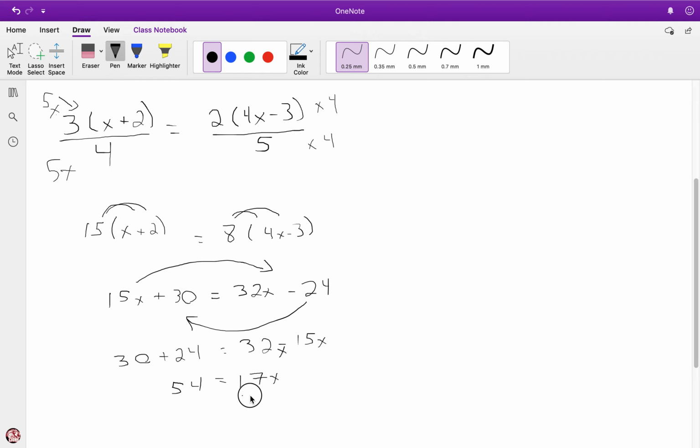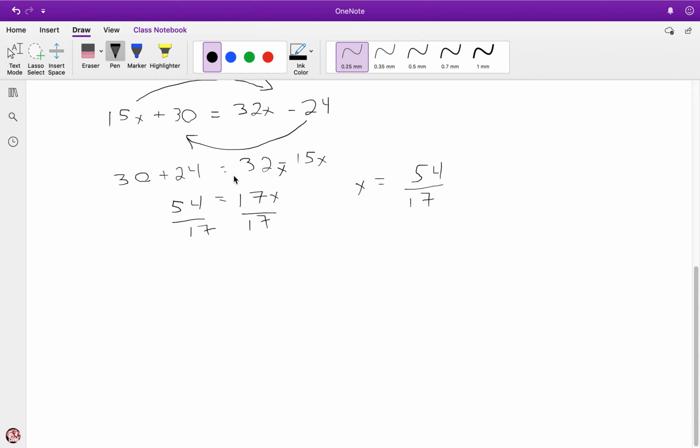And then we're going to divide by our coefficient. So x is going to equal 54 over 17. Okay, so the big thing here is, if you have a number outside the bracket, just leave it there and multiply it by whatever's going on down below to make our numbers the same. Okay?